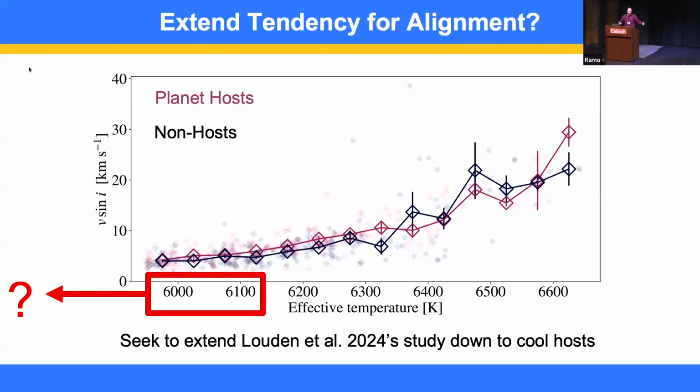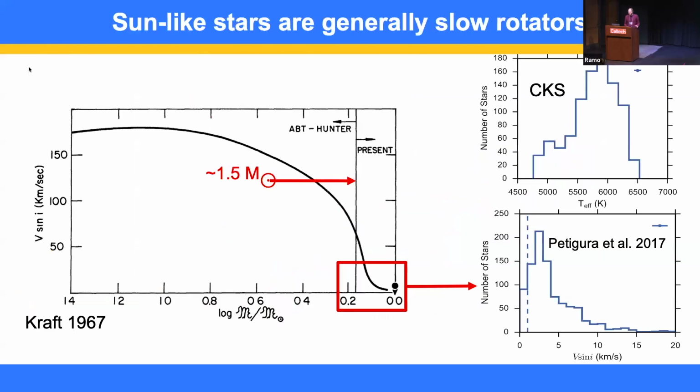And the question is, why did they stop there? And the answer, quite simply, is they kind of had to. Below 6,000 Kelvin, stars are generally spinning slower. This is a plot from the Kraft paper in 1967. Below 1.5 solar masses, stars spin much, much slower. And at slow rotation rates, as we're going to get into, it's difficult to make an accurate and precise V sin I measurement.